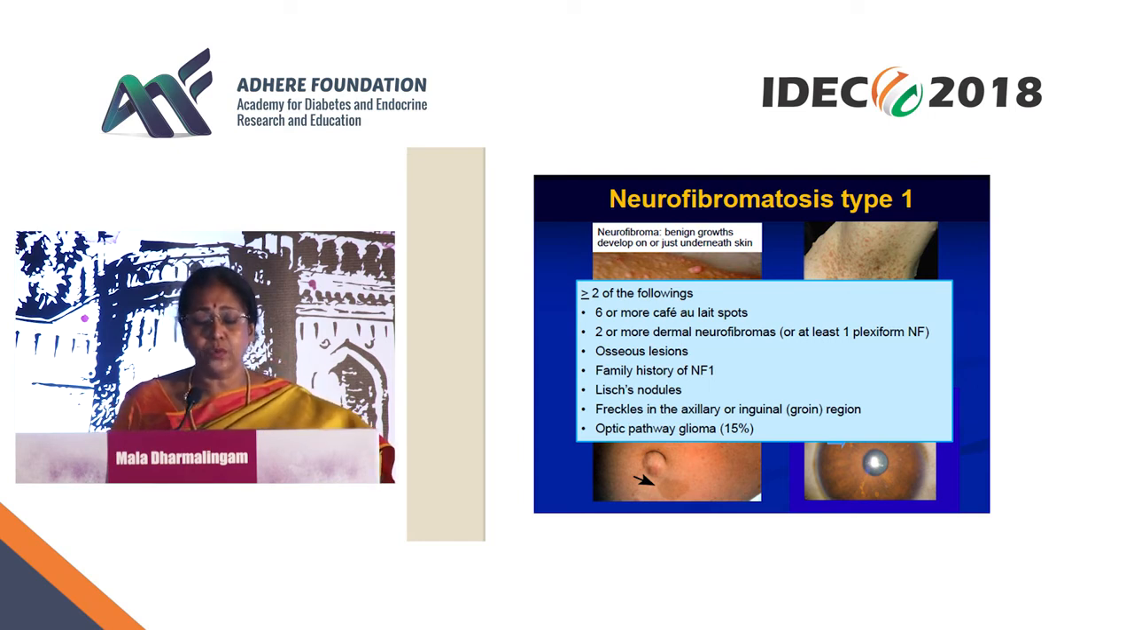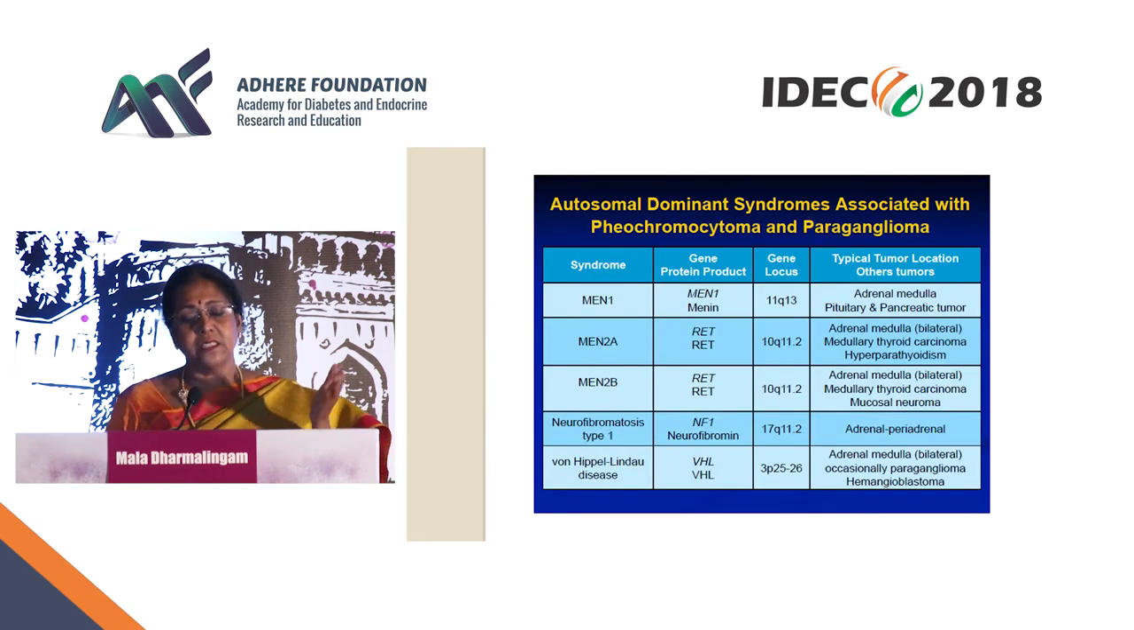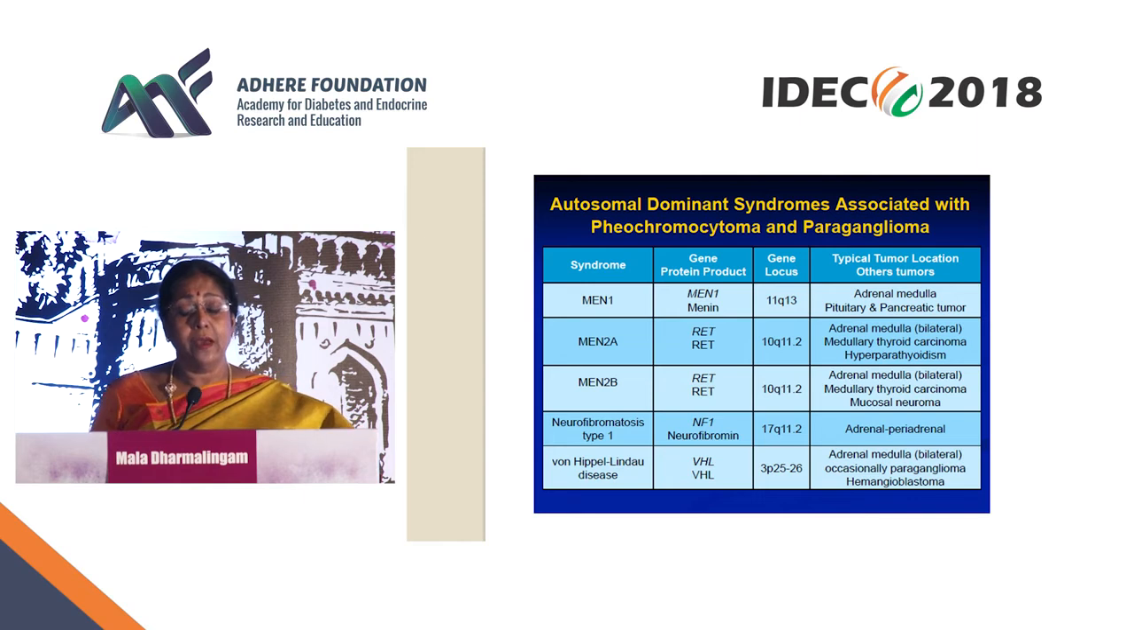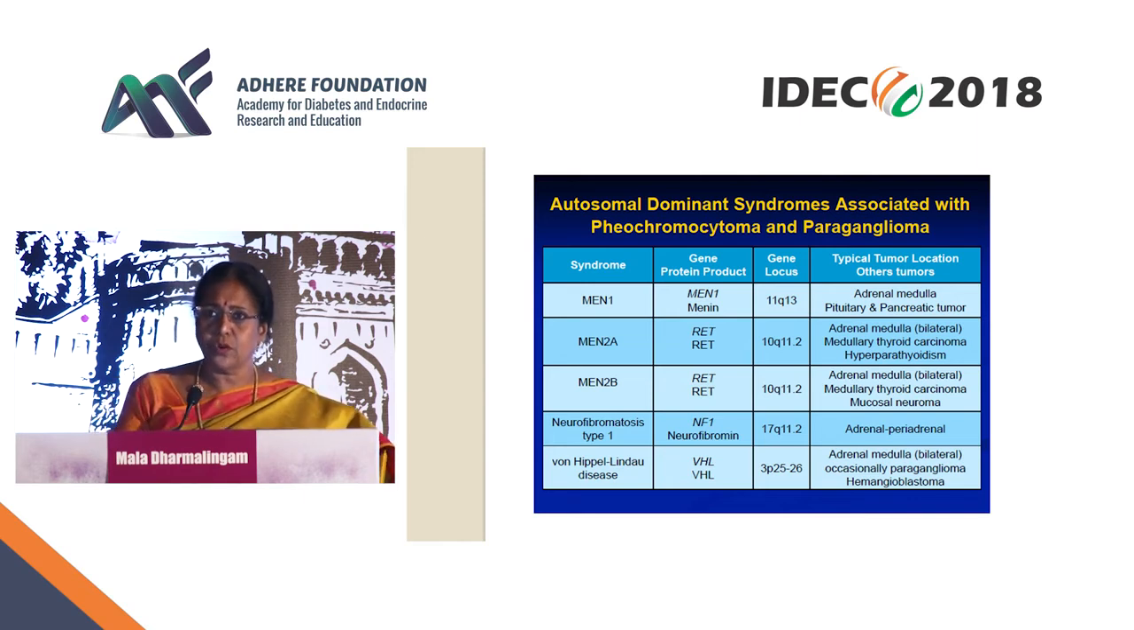2 or more dermal neurofibromas, osseous lesions, family history of neurofibromatosis, Lisch nodules, freckles in the axillary region, and optic pathway gliomas. So these are associations of pheochromocytoma. And these are the syndromes, and why do we learn of syndromes? If you see a syndrome, you see a pheo, you have to see that you're not missing a pituitary tumor, not missing a pancreatic tumor or a medullary thyroid carcinoma, because these all go hand in hand, and you should understand that these can happen along with that.